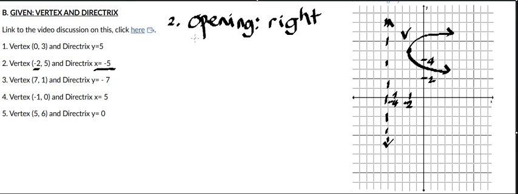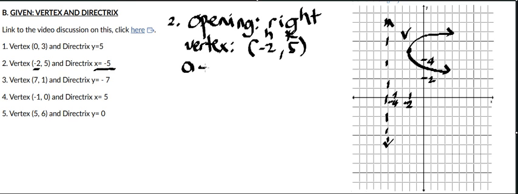So let's now move on to the vertex. We are given the vertex at negative 2, 5, where negative 2 is h and our k is 5. We are now going to find our a. Counting the number of units from the vertex to the directrix, we have 1, 2, and 3. That is a equals 3.